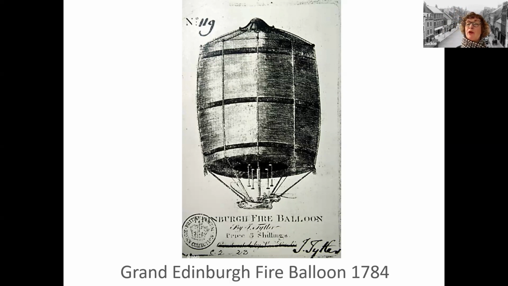Tytler's barrel-shaped balloon was about 40 feet high and 30 feet in diameter. It was made of cloth and strapped with cables from which the basket was suspended. Four rods were thought to support it, with an iron brazier needed to keep the balloon aloft.